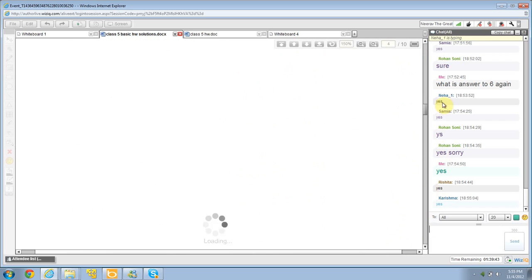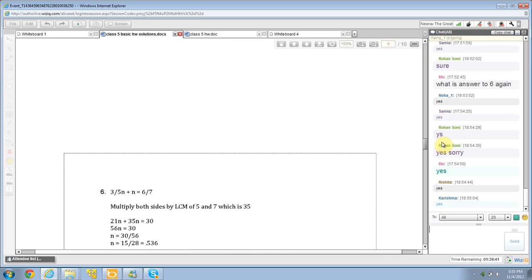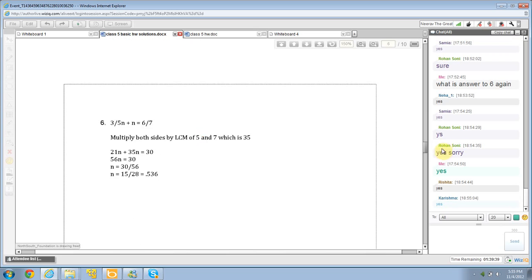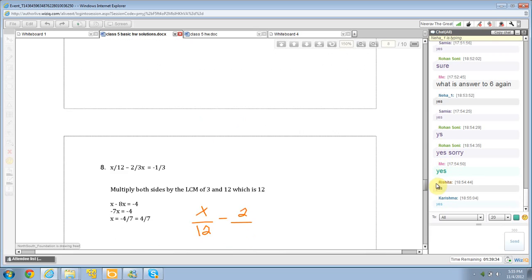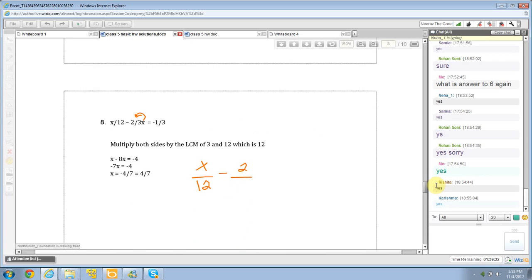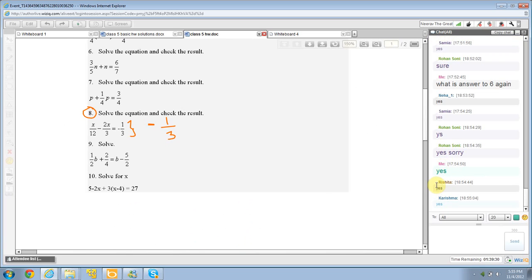So first thing you want to do is multiply both sides by the LCM. Why? So you can make sure you get the 12 out of the denominator as well as the 3. That's supposed to be a 2x over 3.